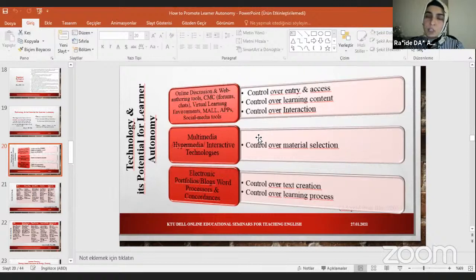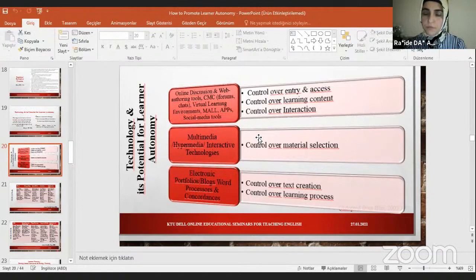For instance, suppose that you are using some kind of CMC or computer mediated communication programs or platforms like forums, web authoring tools, online discussion forums, virtual learning environments, or social media tools. In those platforms, you will provide some opportunities for your learners to control over entry. So they have a chance to produce anything on these kinds of platforms.